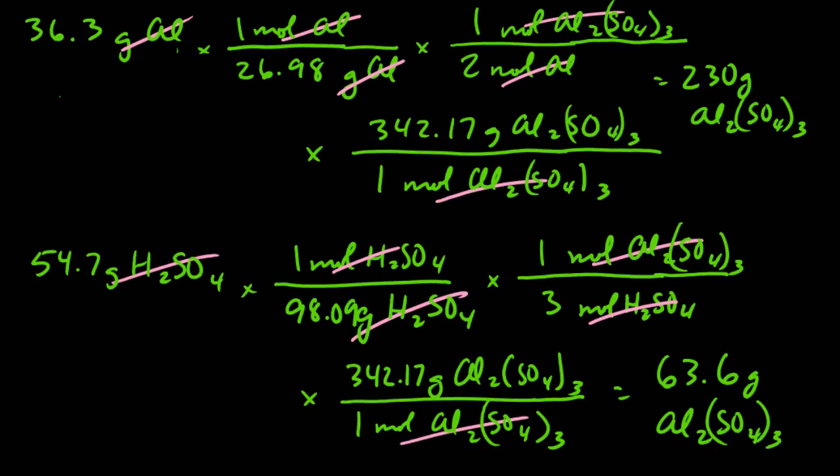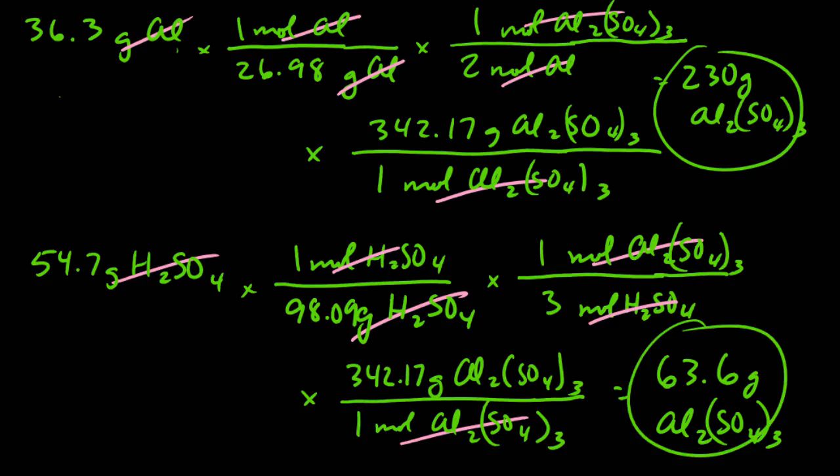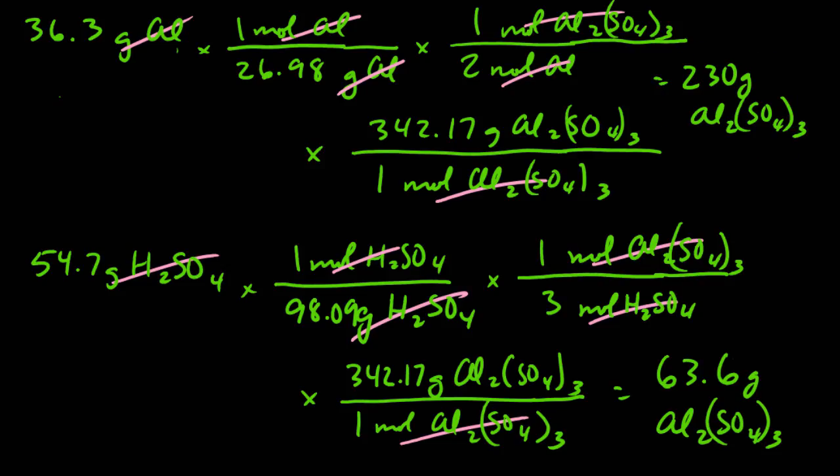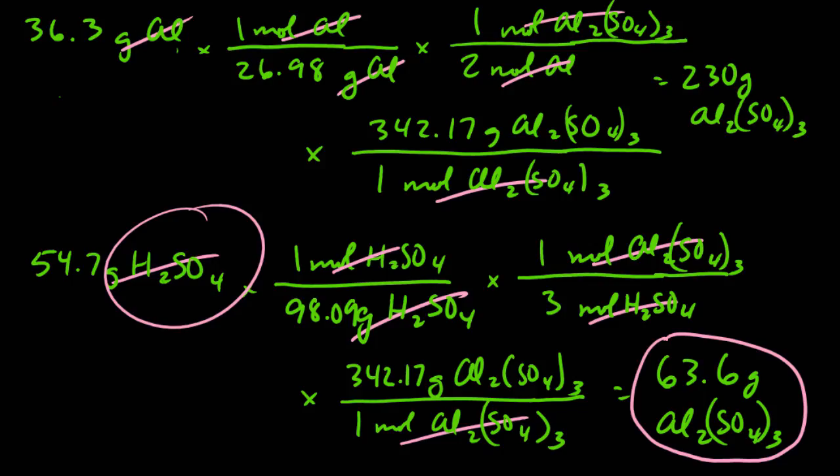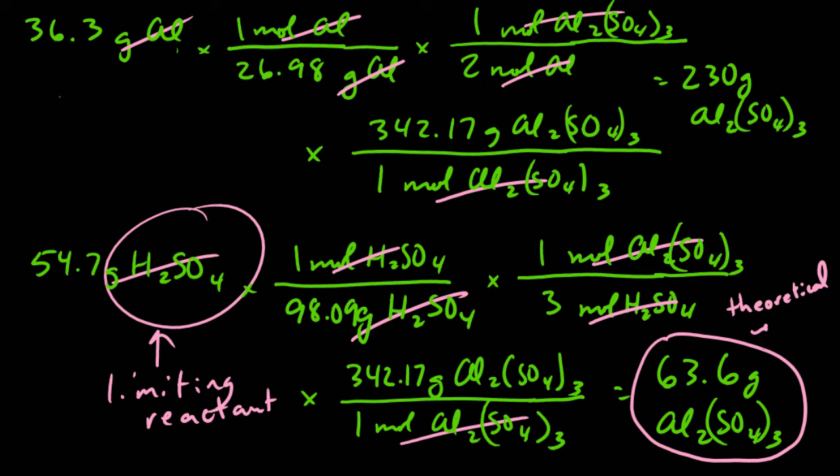Now again, what we said we'd do is we'd compare these two answers. We have 230 and 63.6. Well, turns out we can only make the 63.6 grams of the aluminum sulfate because once we get up to that amount, we are going to run out of the sulfuric acid. So this here, the sulfuric acid, is going to be the limiting reactant because it limits us to producing only 63.6 grams of the aluminum sulfate. Now another name for this quantity here is called the theoretical yield.